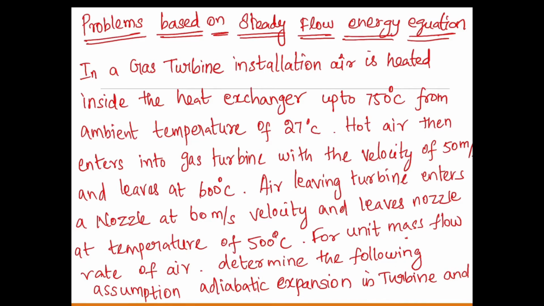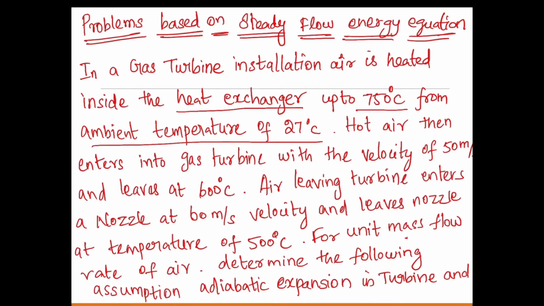In a gas turbine installation, air is heated inside the heat exchanger up to 750 degrees centigrade from an ambient temperature of 27 degrees centigrade. So first of all, here the heat exchanger: the initial ambient temperature is 27 degrees centigrade, and at the exit of the heat exchanger it is 750 degrees centigrade.